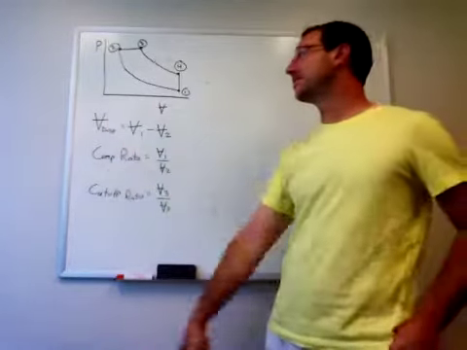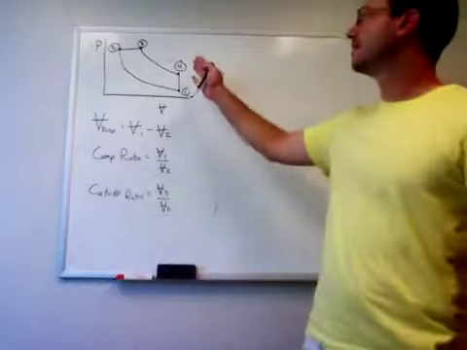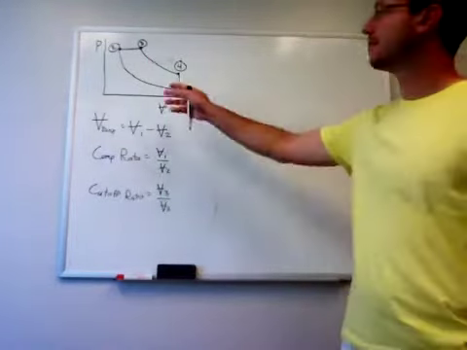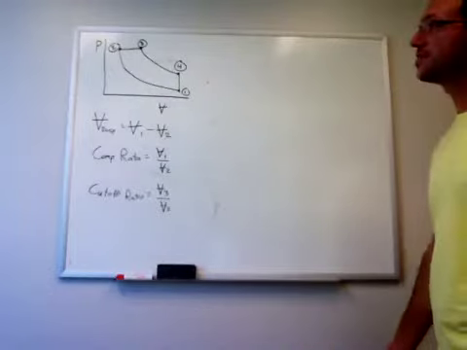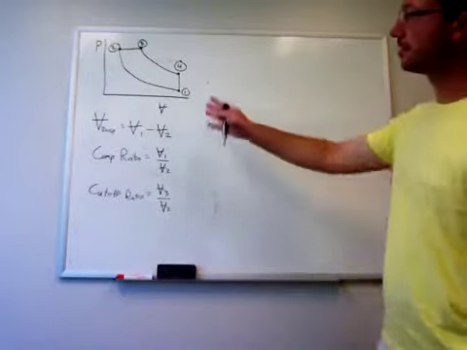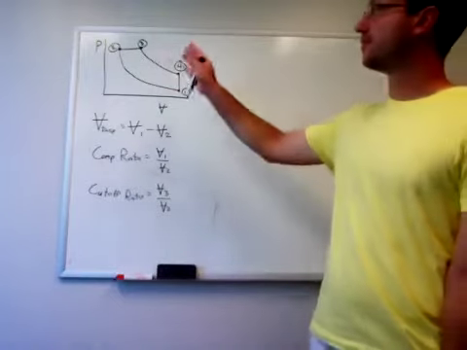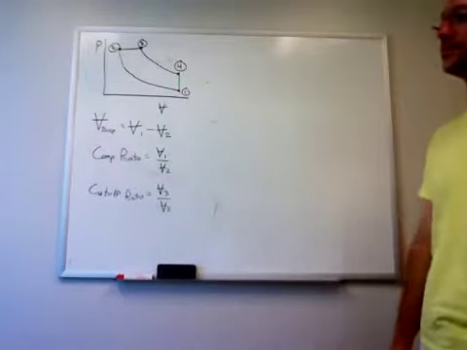The displacement volume is the volume at bottom dead center minus the volume at top dead center, so V1 minus V2. Compression ratio is volume 1 divided by volume 2, and cutoff ratio is volume 3 divided by volume 2.